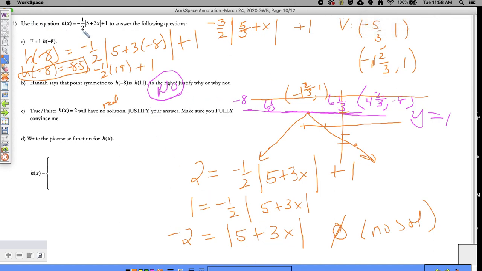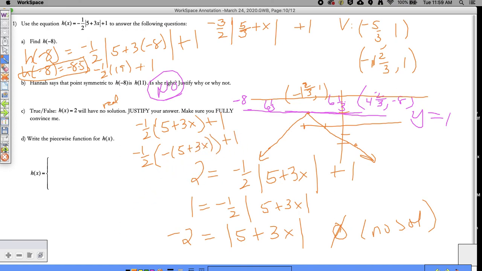Okay, so now when we look at this one over here, and I ask you guys to write this as a piecewise function, again, we want to find the equation of this line, and we want to find the equation of that line. And like I said in yesterday's video, it's as if you're just going to create the two equations by making the inside positive and making the inside negative. So if I go off to the side, I'm going to have my -1/2 times my 5 plus 3x, plus 1, and then my -1/2 times the negative of the inside, noticing I'm using parentheses, okay, plus 1.